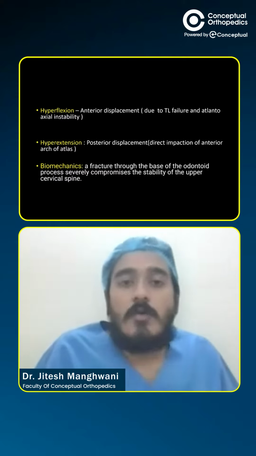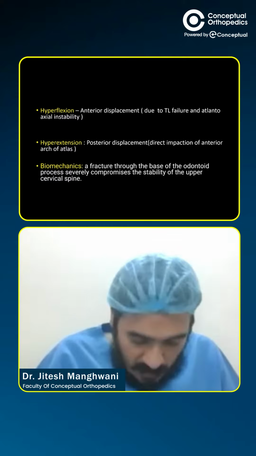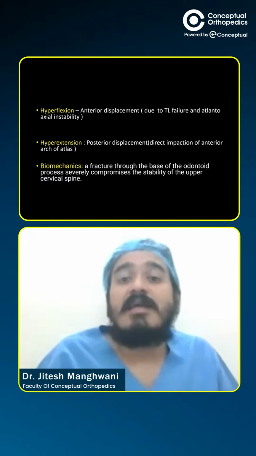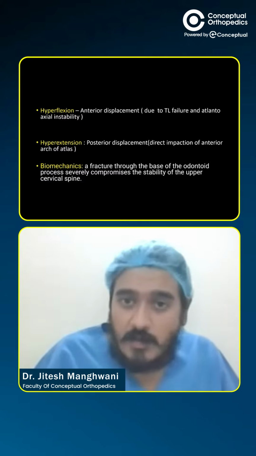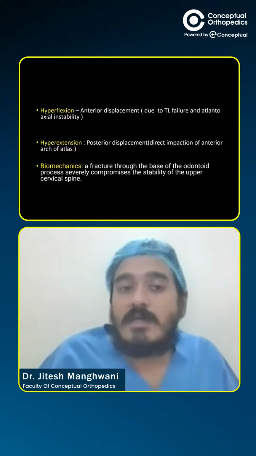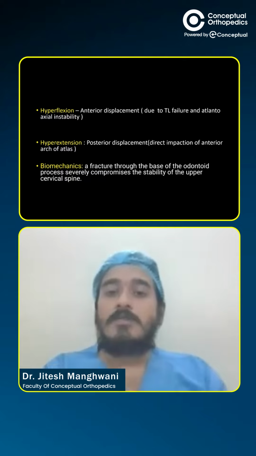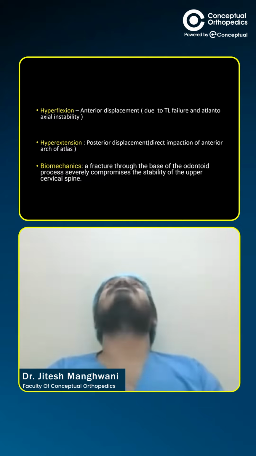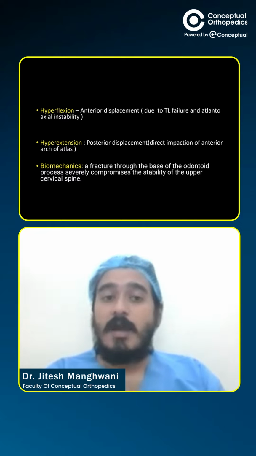So when we talk about hyperflexion, this is hyperflexion that causes the anterior displacement, that is the forward displacement, and the reason for that is there is a failure of the transverse ligament and there is atlantoaxial instability. So when there is a hyperextension, there is a posterior displacement, there is a direct impaction of the anterior arch of the atlas.